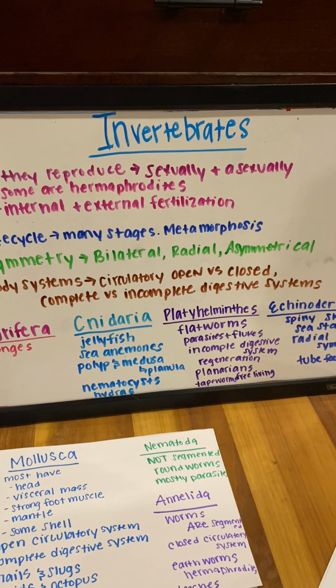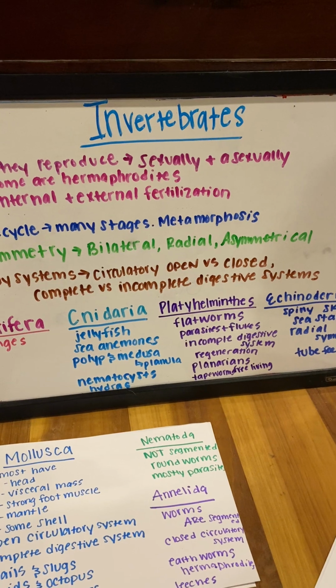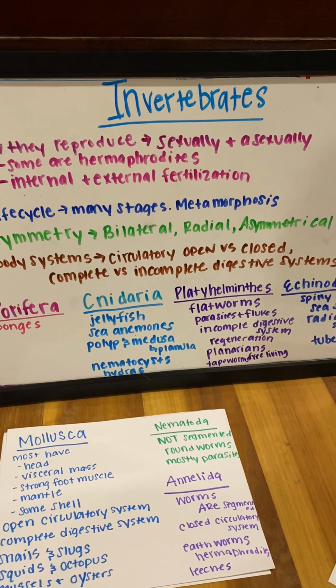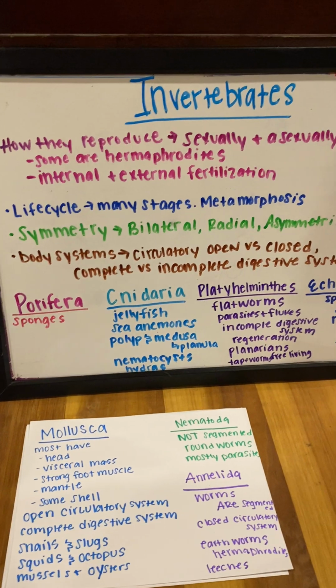And then there are invertebrates that are asymmetrical, which means nothing on their body is symmetrical at all, like your sponges and a few of those. There's nothing about them that's symmetrical. They're just kind of shaped all over the place.